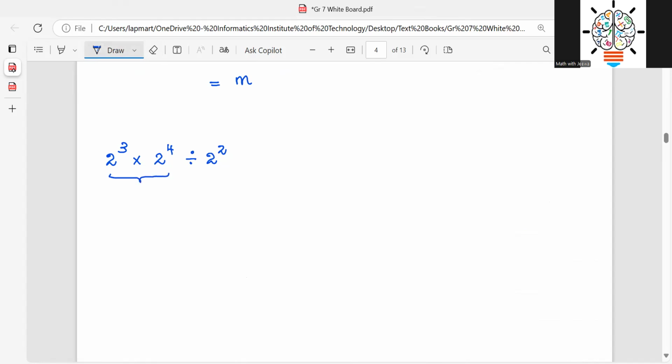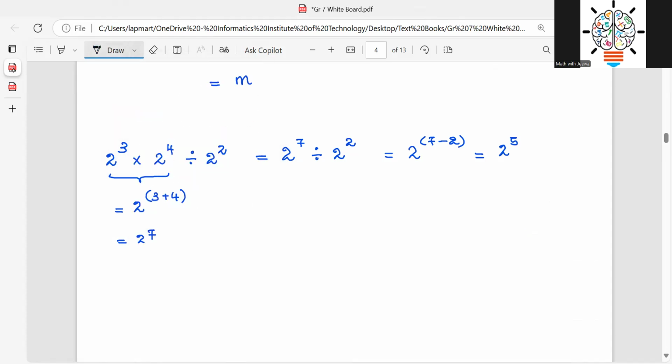Okay. How can they solve this? 2 to the power of 3 plus 4, and that is equal to 2 to the power of 7. Right? Then you rewrite the question: 2 to the power of 7 divided by 2 to the power of 2. So then we can get the answer 2 to the power of 7 minus 2, and you write the final answer 2 to the power of 5. Right? So that is one method.